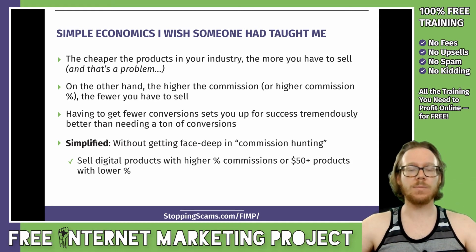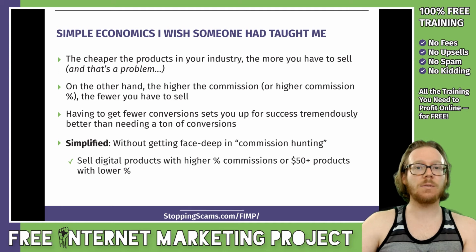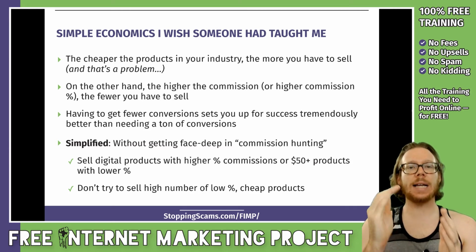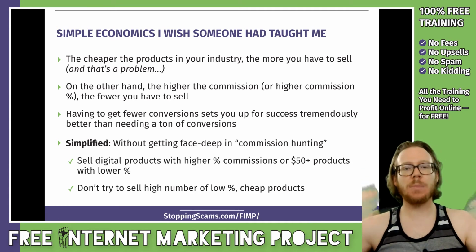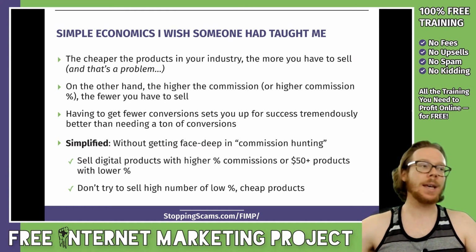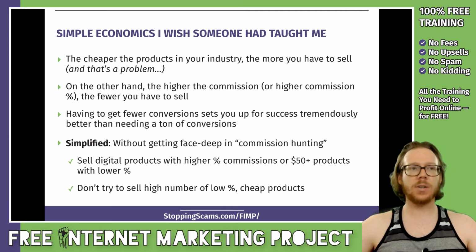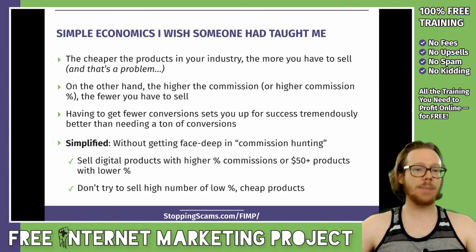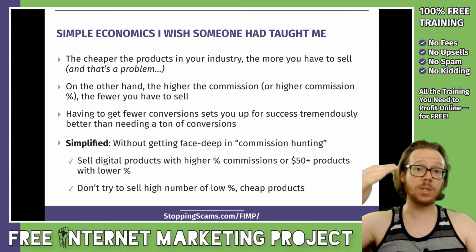But as a general rule of thumb, sell digital products with higher percentage commissions, or physical products that are at least $50 that likely have a lower percentage commission. At the end of the day, don't try to sell a high number of low percentage cheap products because, like people say, I'm going to monetize by recommending books. I'm going to review a bunch of books. And at the end of the day, technically it's a valid niche, technically it's a buying audience, but you're going to need so much traffic to get the amount of commissions you need to make consistent good money in that niche. It's going to be very, very difficult, and your odds of success are that much lower.